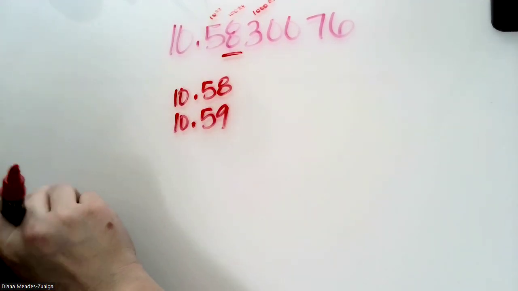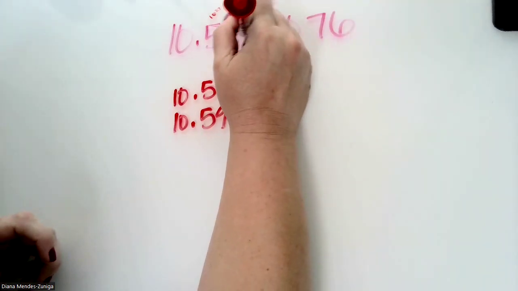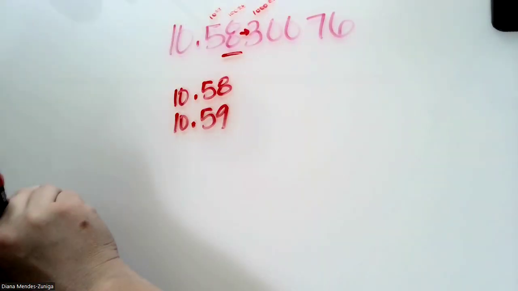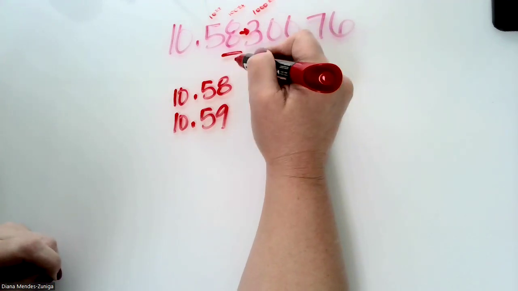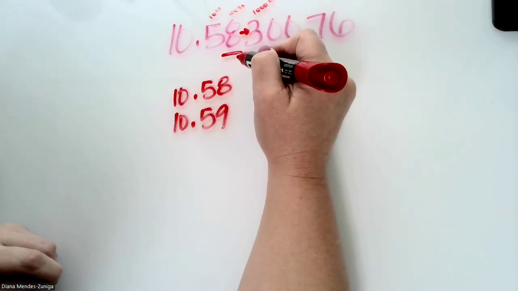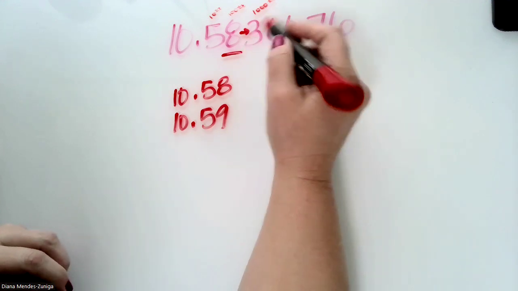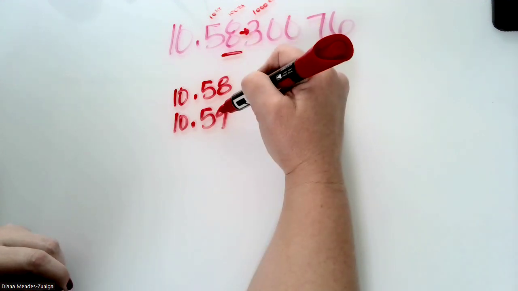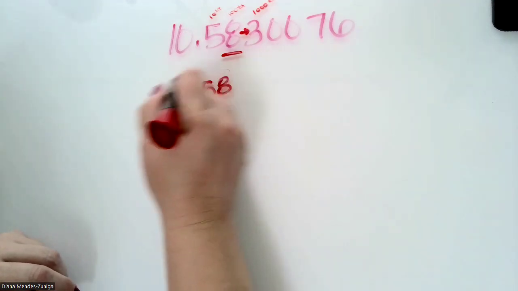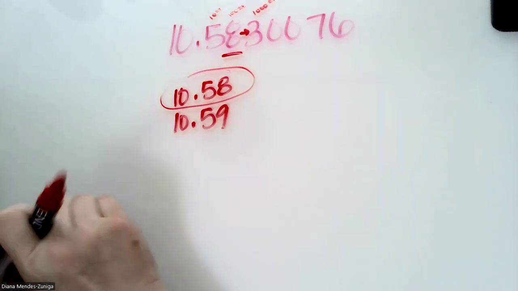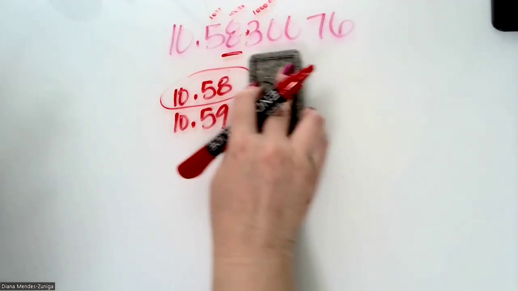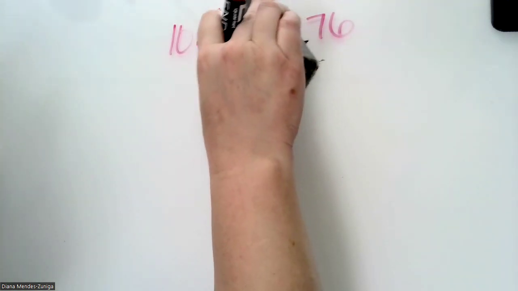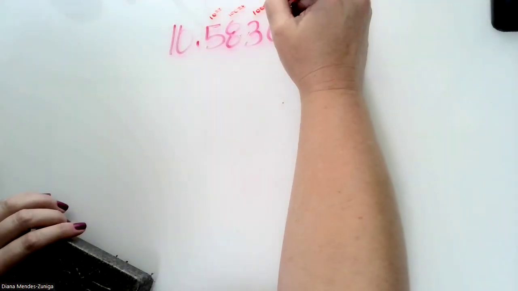Okay. What determines that is the number to the right. Okay. Now this is below a 5. So this 8 would stay the same. Okay. If this was bigger than 5, it would move up to 10.59, but it's not. So our answer will be 10.58. Let's do this with a different number in a different section.